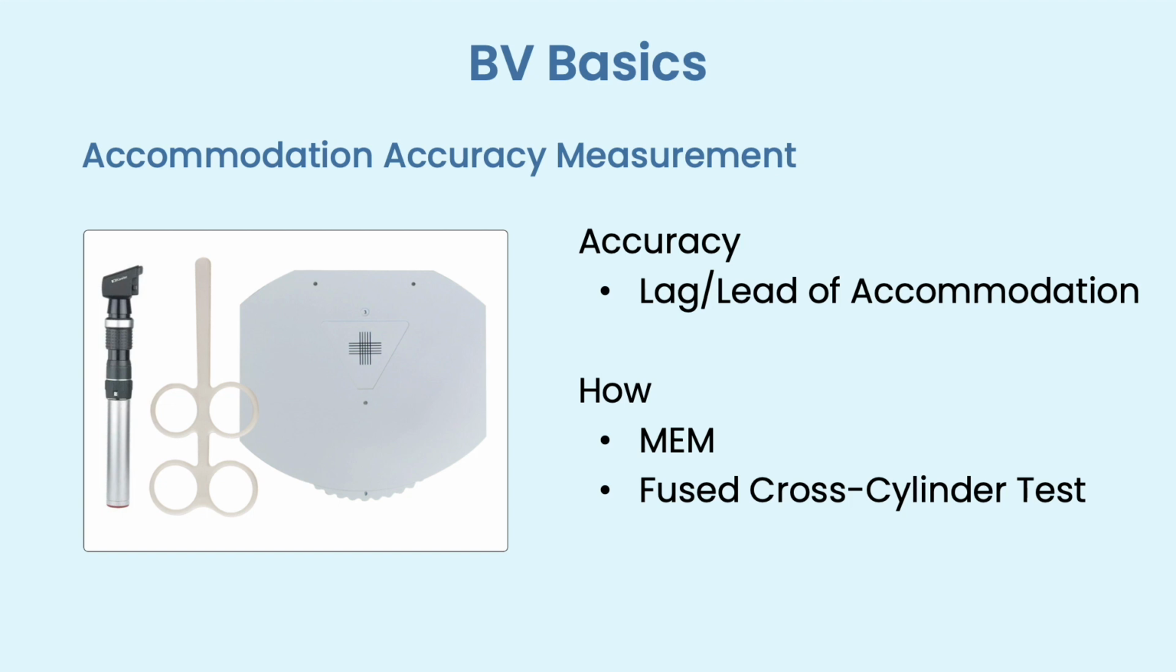We measure accommodation accuracy to determine if the focus point is accurately on the back of the eye when we are looking at a near target, or whether there is a lag or a lead of accommodation. We can measure this by either doing MEM retinoscopy or the fused cross-cylinder test.